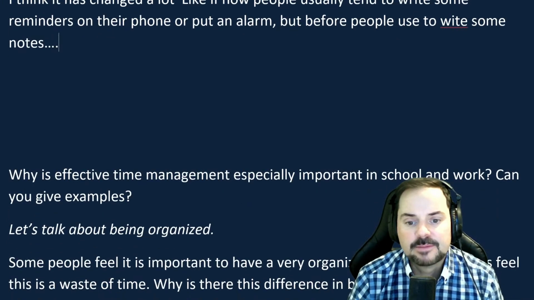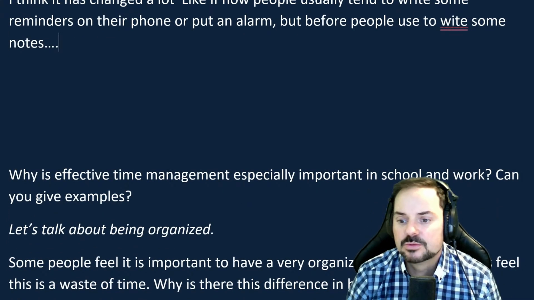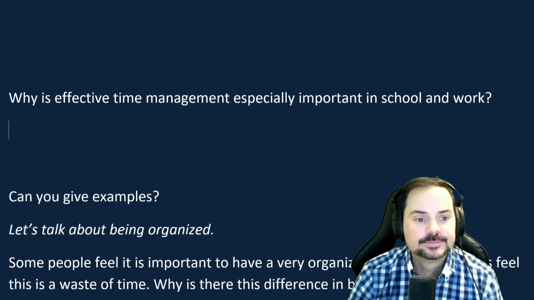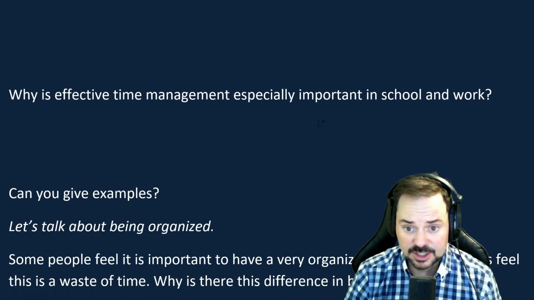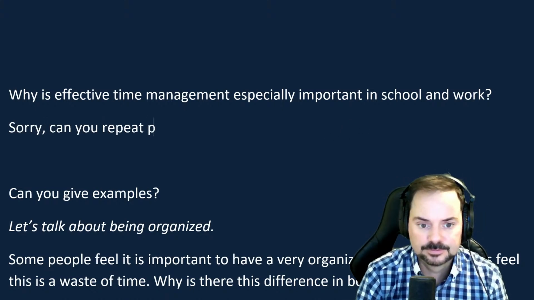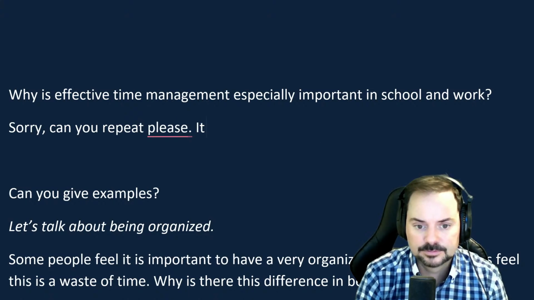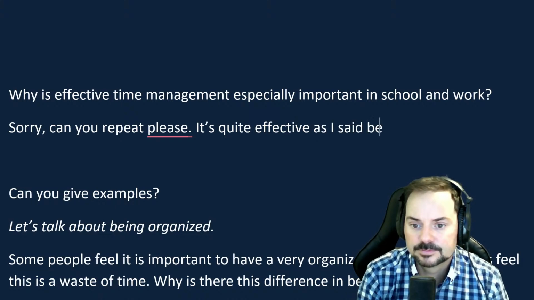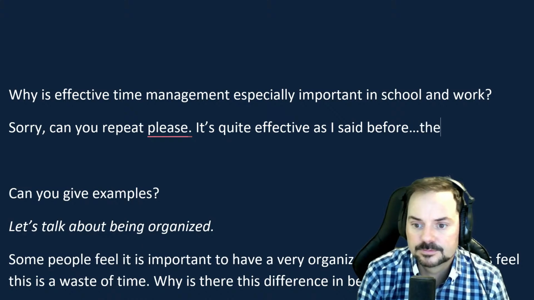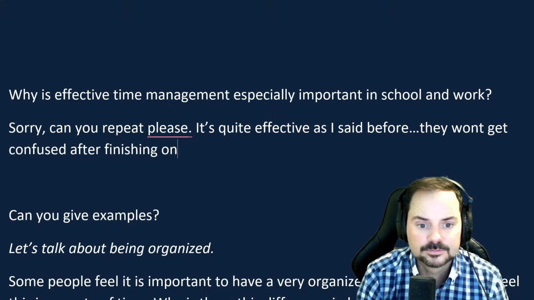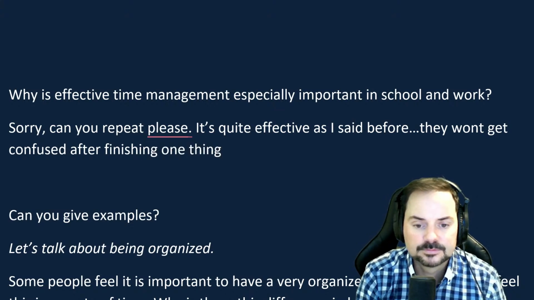Why is effective time management especially important in school and work? Sorry, can you repeat, please? Why is effective time management especially important in school and work? It's quite effective. Like I mentioned before, it helps people to manage their time and work, so they won't get confused after finishing one thing. They know what to do, and it also helps them to save their time. Like they won't spend time on thinking about what they are gonna do next.